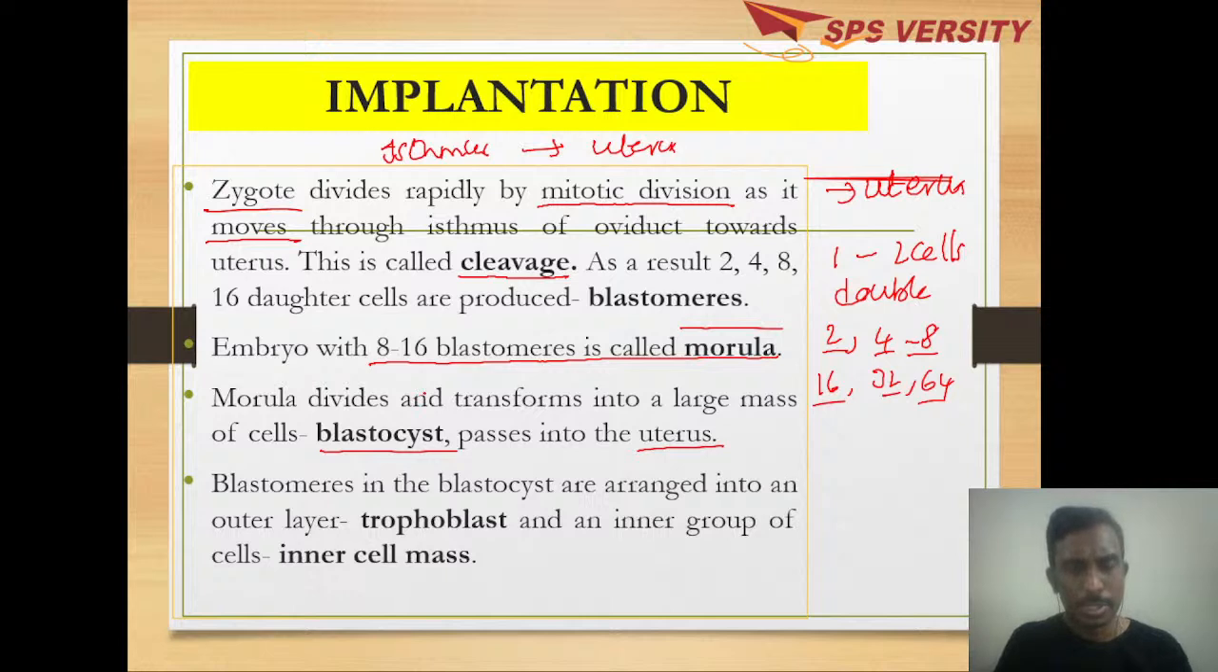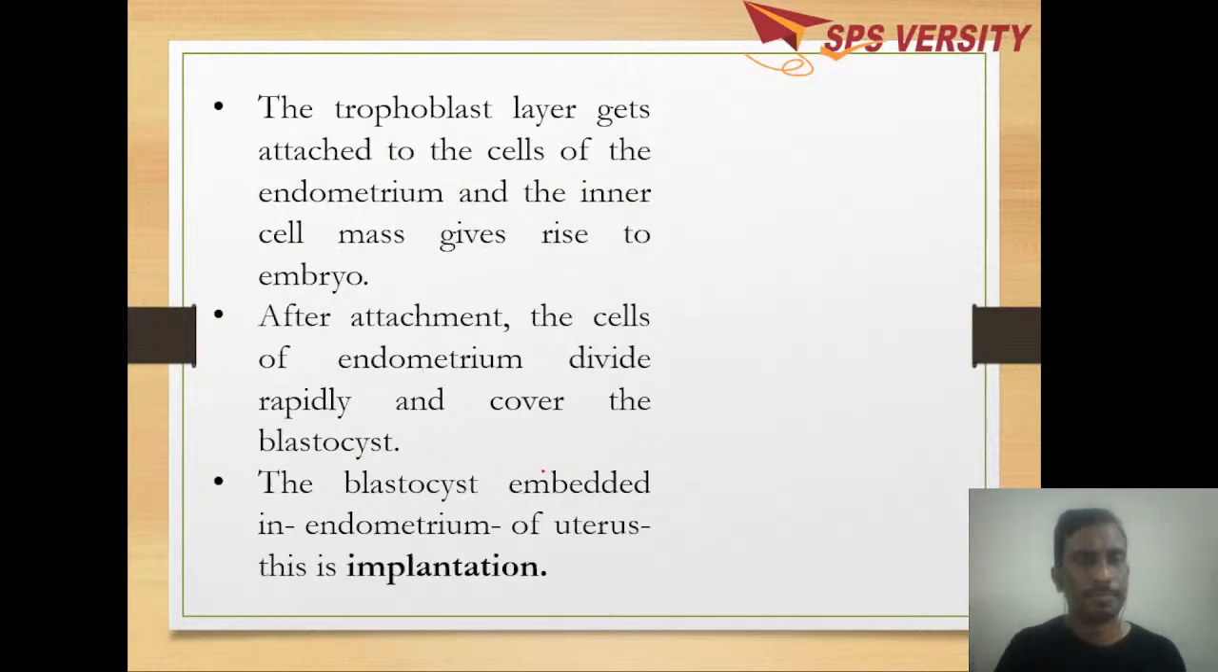In the blastocyst, the cells present in the embryo are called blastomeres, which are arranged in the outer layer. This blastocyst has an outermost layer called the trophoblast, by which it is attached to the endometrium of the uterus. Below this trophoblast there is the inner cell mass, which develops into the embryo.